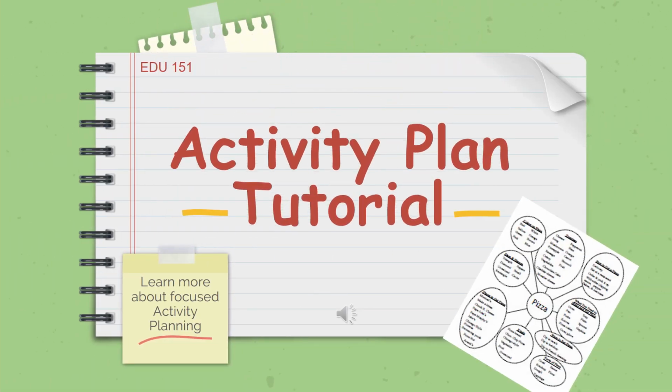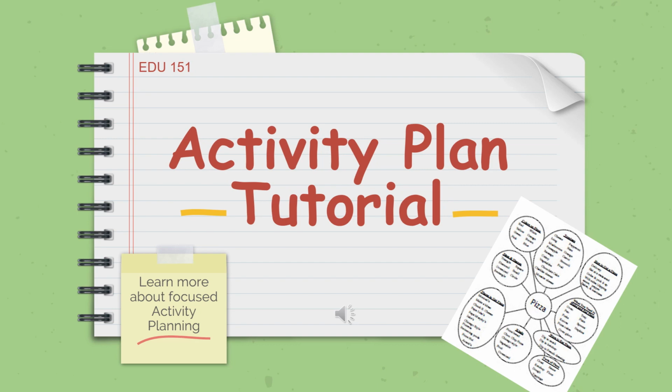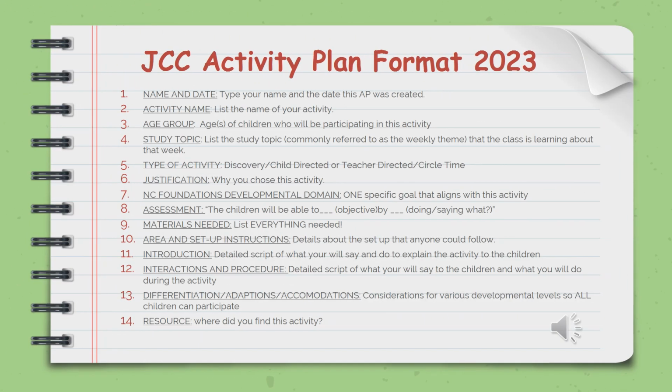Hello, this activity plan tutorial will help you and guide you as you prepare your written activity plan for your EDU 151 Creative Activities class. As you can see here, there are 14 different areas in which you will have to write something on your written activity plan. The format is fairly easy to follow, and there is a blank copy of this in your assignment link in Blackboard.